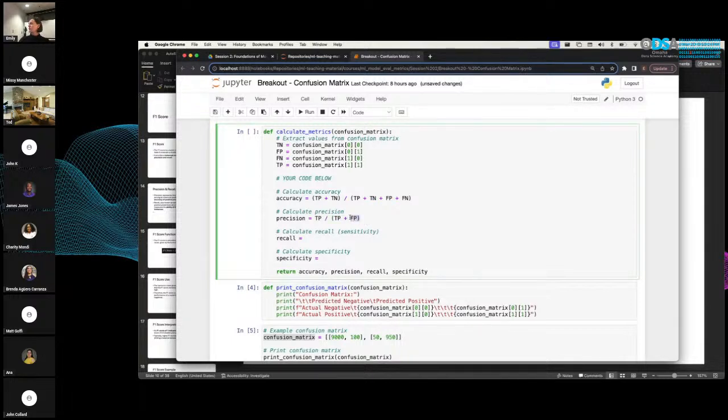So which ones did we predict as positive that we were wrong about? And the ones we were predicting as positive that we were correct about, out of all of those, how many did we predict we were positive or were correct about? Does anybody want to share a recall?